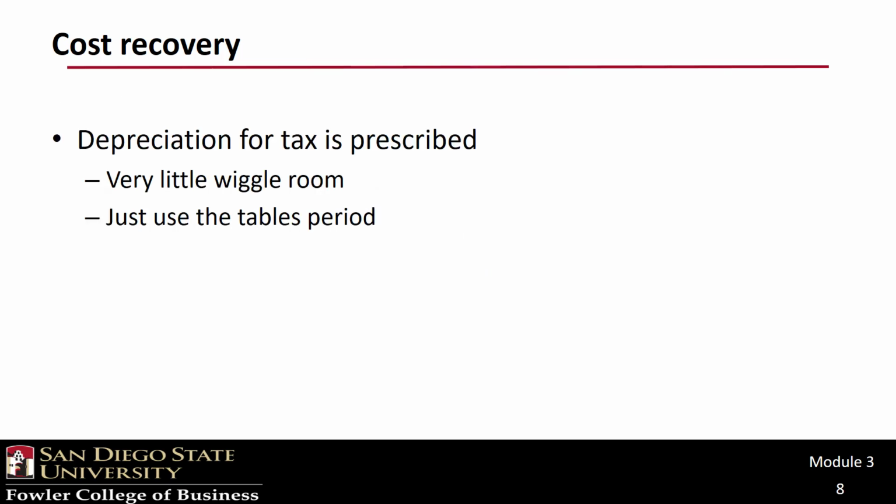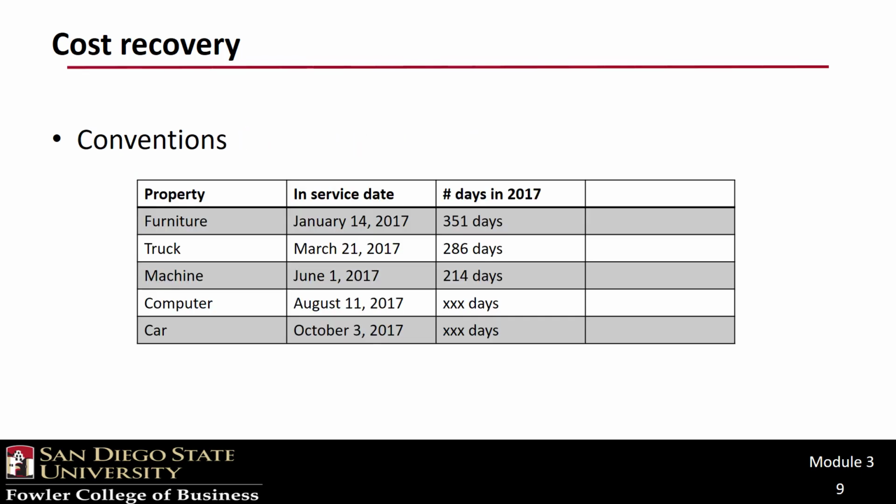Depreciation for tax purposes is a prescribed system. There are not many choices, and thus you are instructed to simply use the tables. Of course, software can handle many of the computations, but we're going to practice the old-fashioned way. In order to pick the right table, we need to identify the applicable convention. But we need to understand exactly what a convention is.